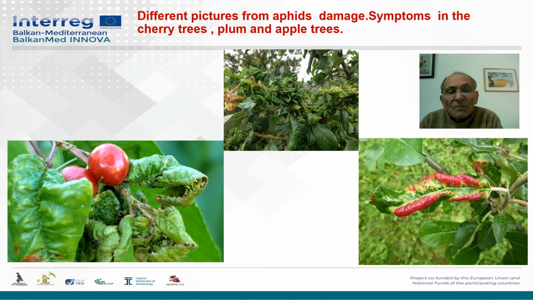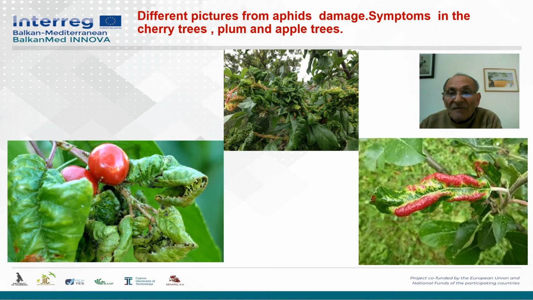The big group of symptoms is deformation of the leaves. In the majority of cases, these symptoms are caused by infection from aphids. Different species of aphids cause a different form of deformation.